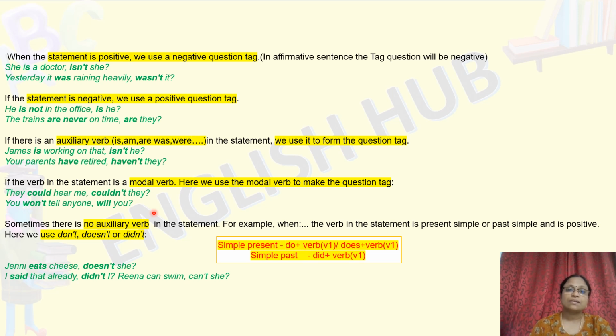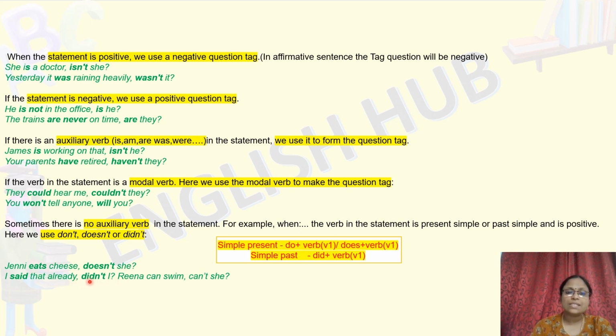The next important thing we should note is we cannot expect an auxiliary verb in all the statements. Instead of an auxiliary verb, there will be a main verb in the statements. So, how to form question tags for those sentences wherein there is no auxiliary verb? Sometimes there is no auxiliary verb in the statement. For example, the main verb will be there in the statement. That will be in present simple or past simple. And the sentence will be always positive. For example, Jenny eats cheese and the tag is doesn't she.